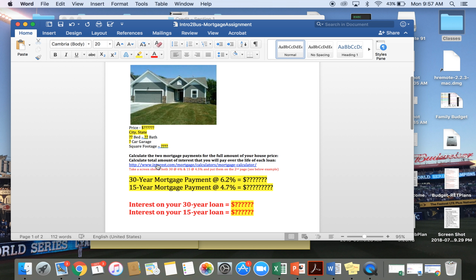And yeah, we're going to click on this link, and we're going to take our price, our rate, and our time. Okay? Time, amount, and rate. So let's do that now. I'll show you guys what this would be. Let's say this house is, we'll say this is a $240,000 house.